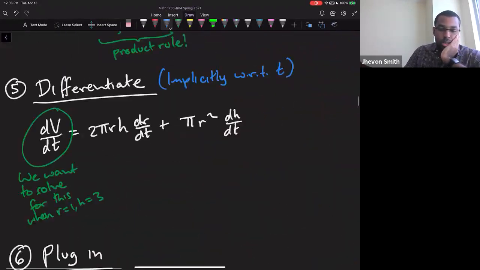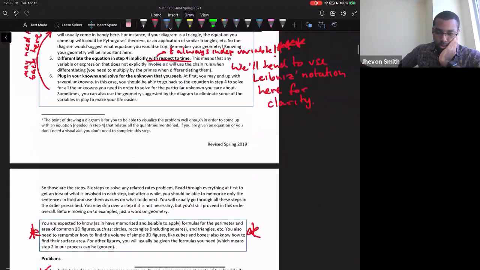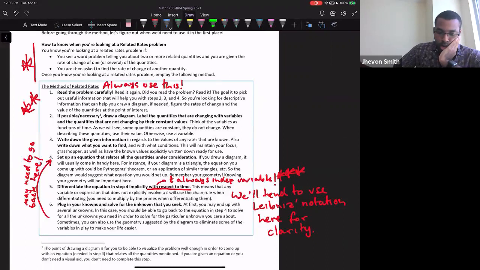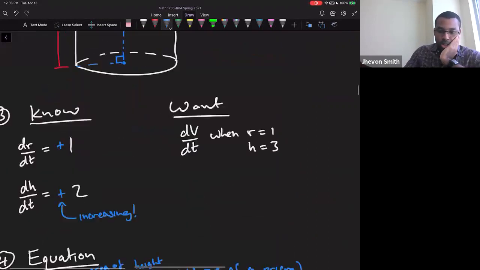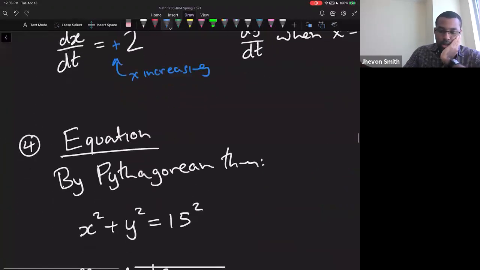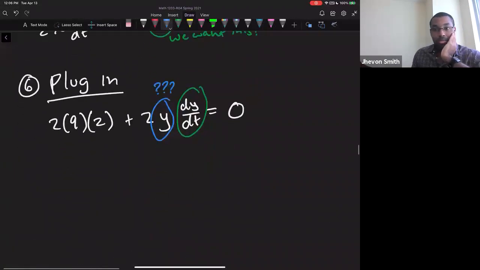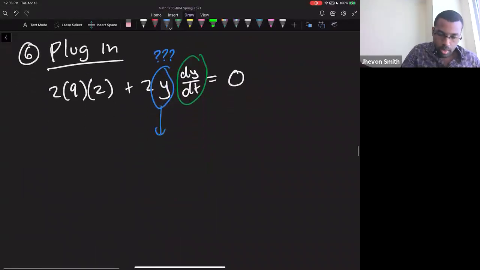Well, if you go back to our table, at first you may end up with several unknowns. In this case, you should be able to go back to the equation in step 4, solve for all the unknowns, and then come back, right? So whenever you're in this situation, you don't panic. You don't think something is wrong necessarily. You just go back to step 4.